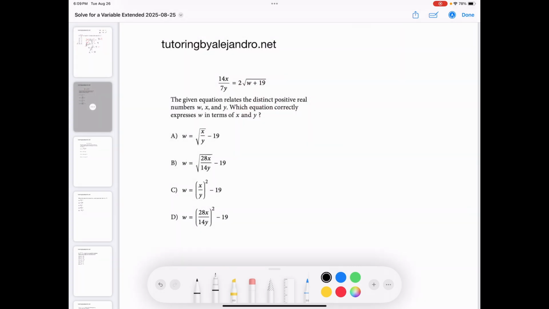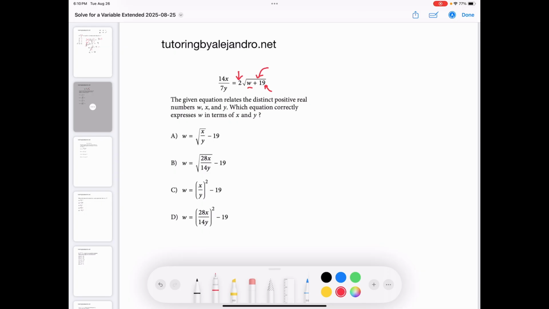Okay, so now we have 14x divided by 7y equals 2 times the square root of (w plus 19). And they're asking, which equation correctly expresses w in terms of x and y? Okay, so we need to isolate the w. And there are a few things that are obstacles. We have a 2 here. We have a 19 here. And we also have a square root here, okay?